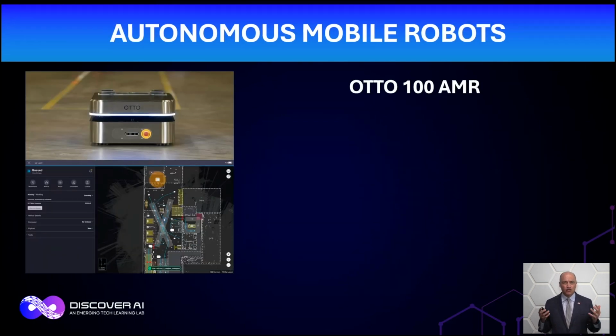Autonomous mobile robots. These are driverless fork trucks. This is the way that we are now moving material around manufacturing and distribution centers. In this case, we're using the Auto AMR. This is a driverless fork truck. The students are actually operating and programming this technology.